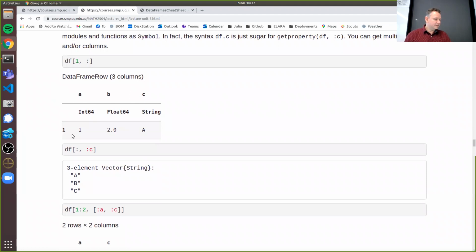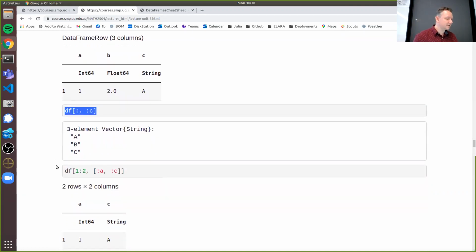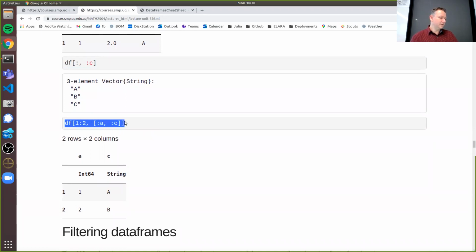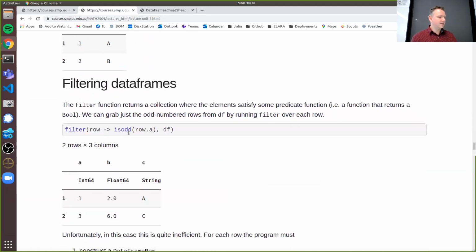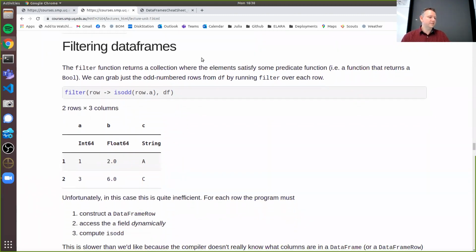Again, you can use the colon, for example, to get all the elements of the column C, which is just the same as doing df.c. You can get certain subsets of rows and columns with indexing. Julia has a filter function, which means given a set of elements, apply a predicate and return the collection with just the things where the predicate returned true. So one thing you often want to do is filter your data frame down to a particular set. Maybe you want only the rows where the height's not missing, or only the rows for females, or only the rows for the 2016 games or something.